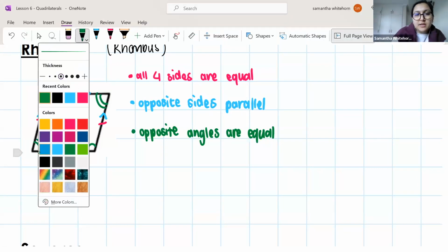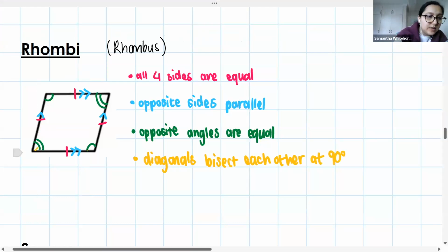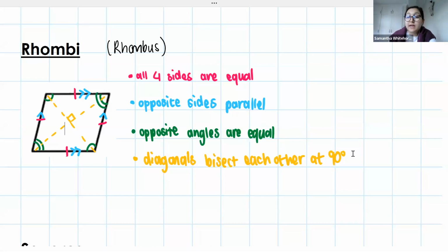So if we fill that in for ourselves, the diagonals bisect, cut it in half, each other at 90 degrees. Okay, so when we draw in our diagonals here, that wasn't great. Let me try that again. These diagonals cut each other at 90 degrees, and that's a really, really important characteristic of our rhombus.